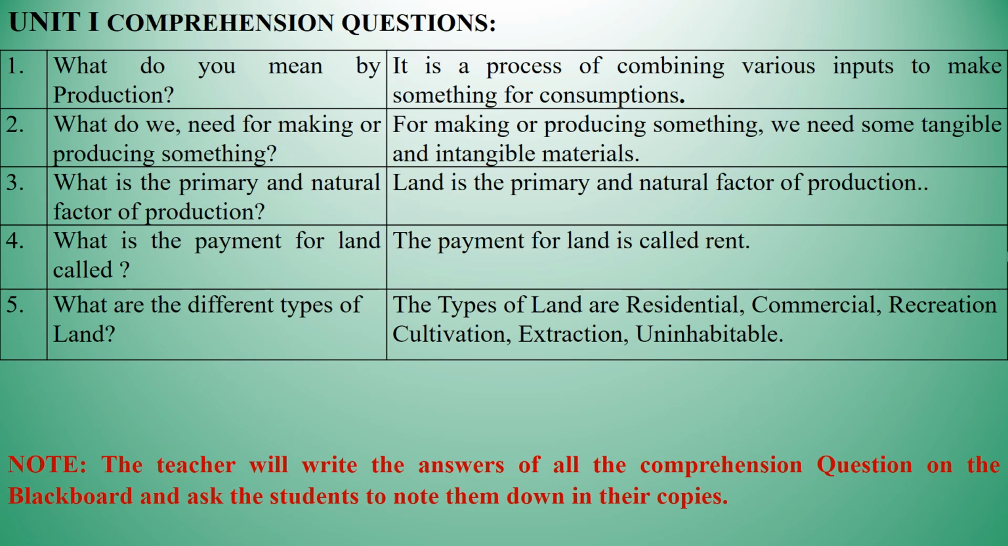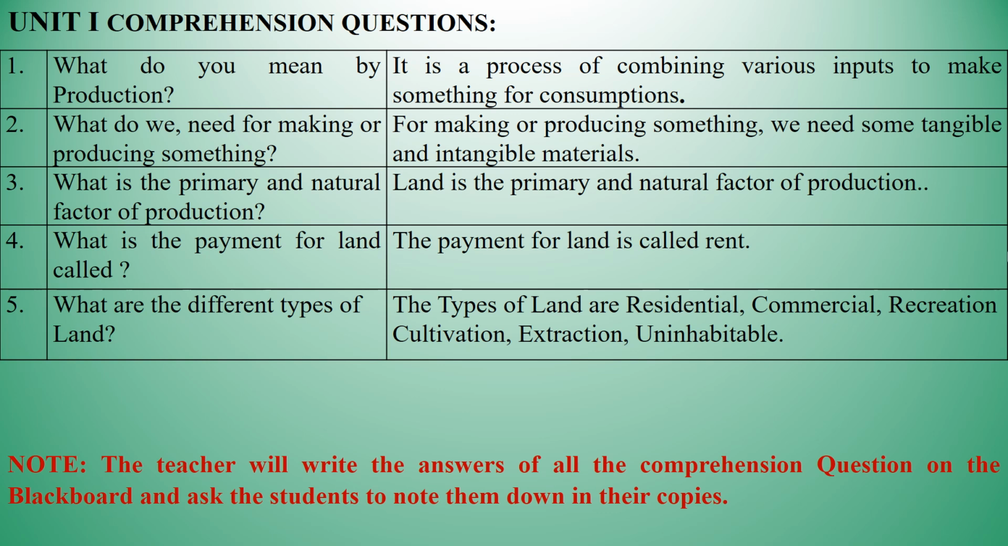Now we come to the comprehensive question of first unit. The first comprehensive question is, what do you mean by production? The student will answer that it is a process of combining various inputs to make something for consumption. The second comprehensive question is, what do we need for making or producing something? The student will answer that for making or producing something, we need some tangible and intangible materials.